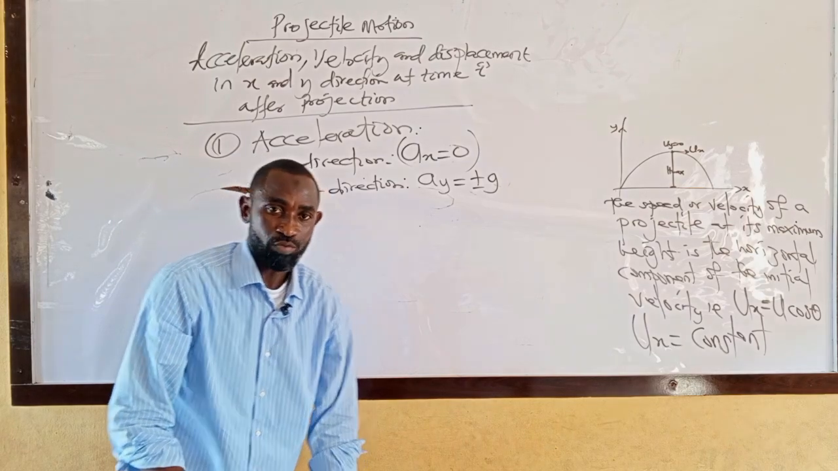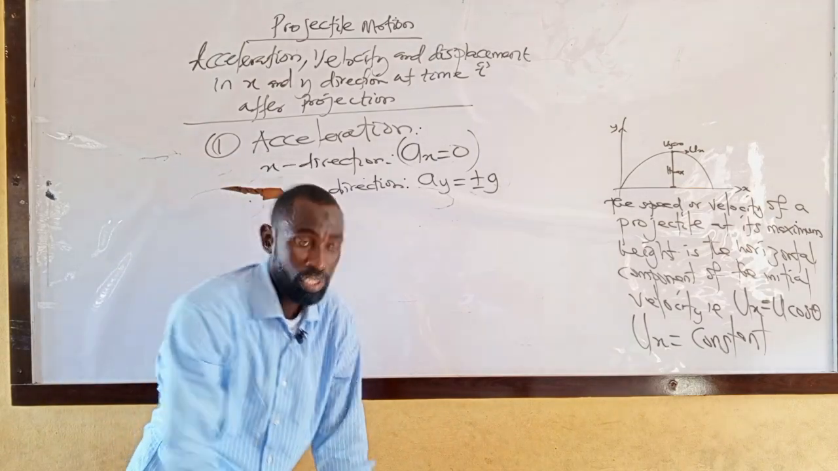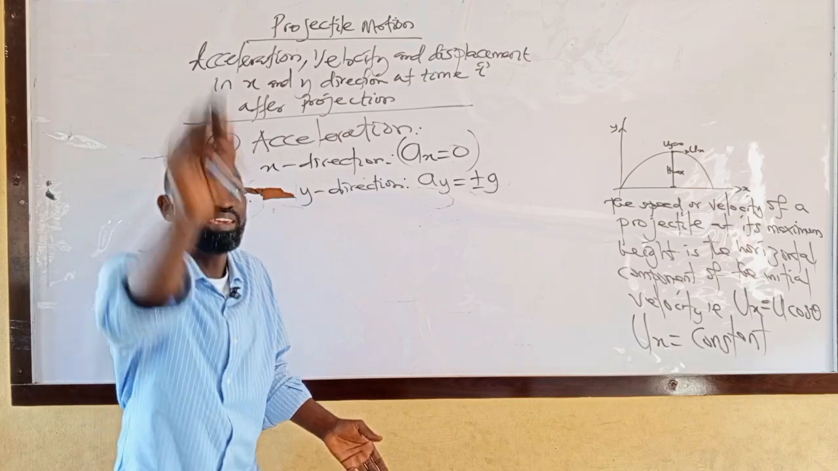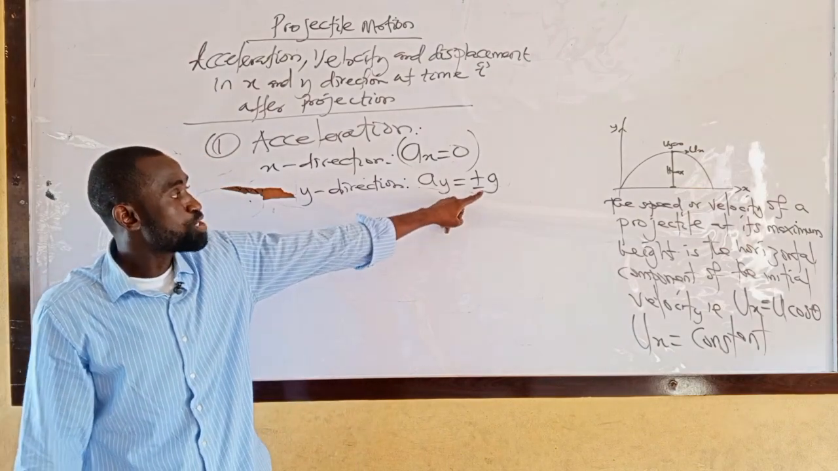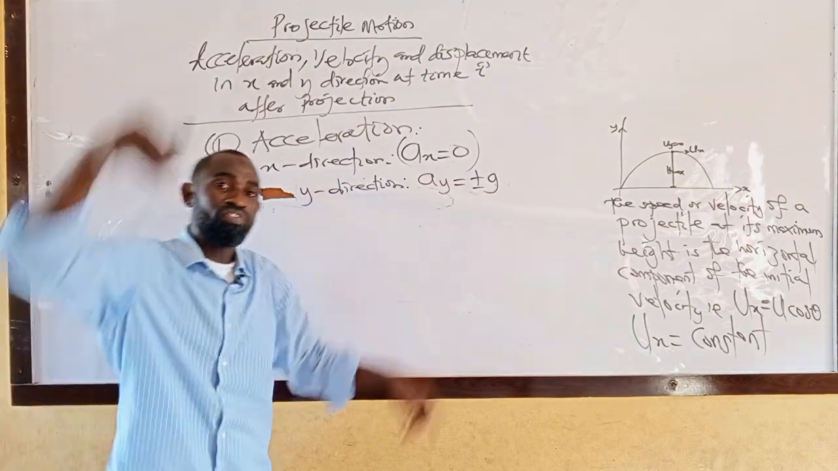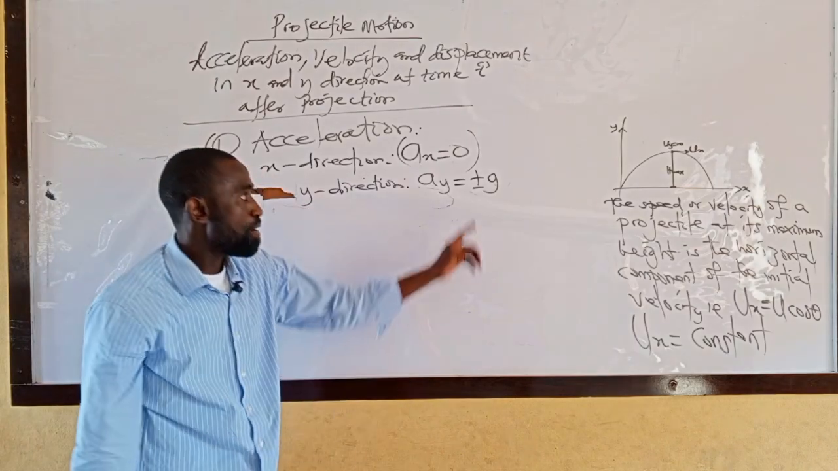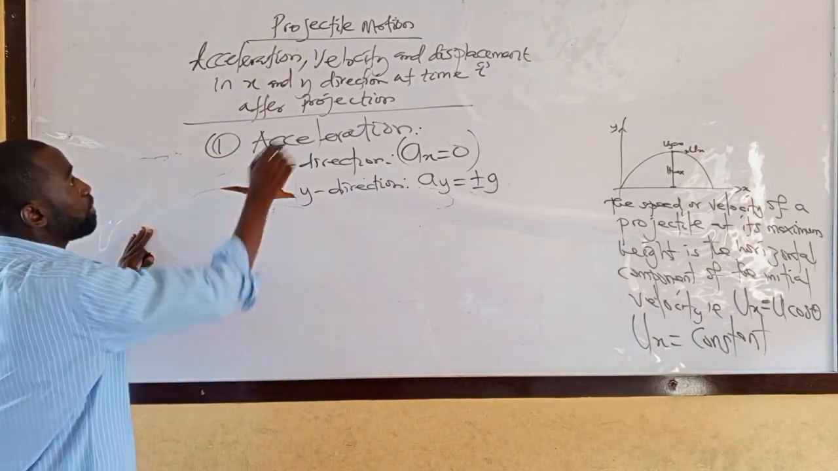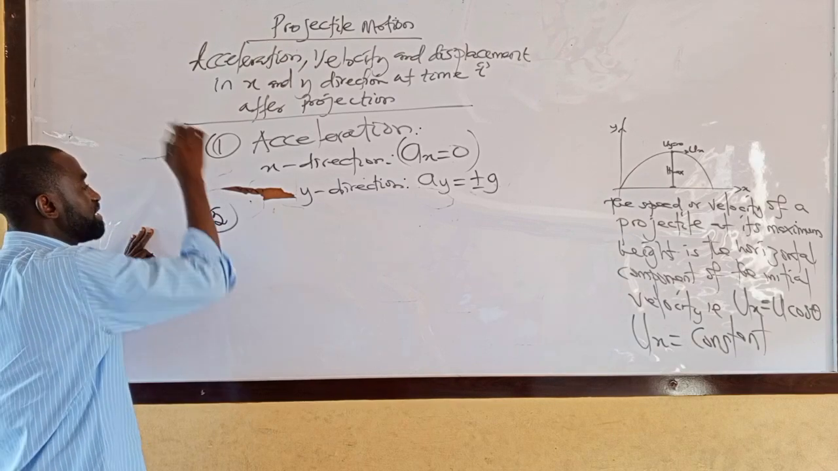So that's the downward direction. If you throw an object up, it means that object is moving against gravity. In that case, our G will be negative. But if that object is dropped from a height like this, our G will be positive.